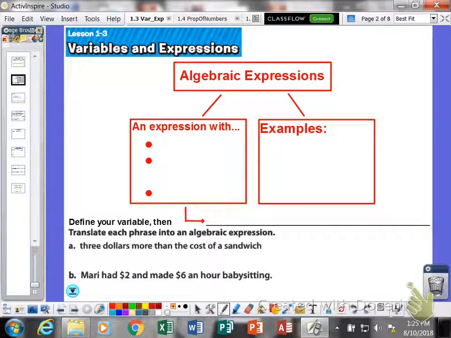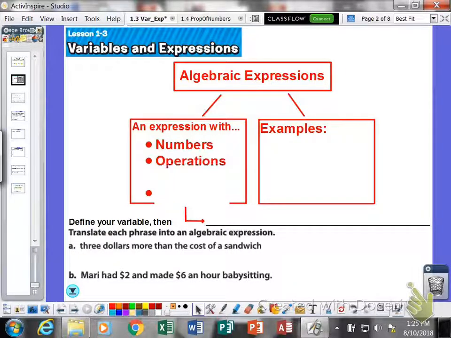Lesson 1.3 is variables and expressions. In the previous lesson, we talked about numerical expressions, numbers and operations. An algebraic expression is an expression that has numbers and operations, just like a numerical expression, but what makes it algebraic is that we add a variable. It's a letter that takes the place of a number.